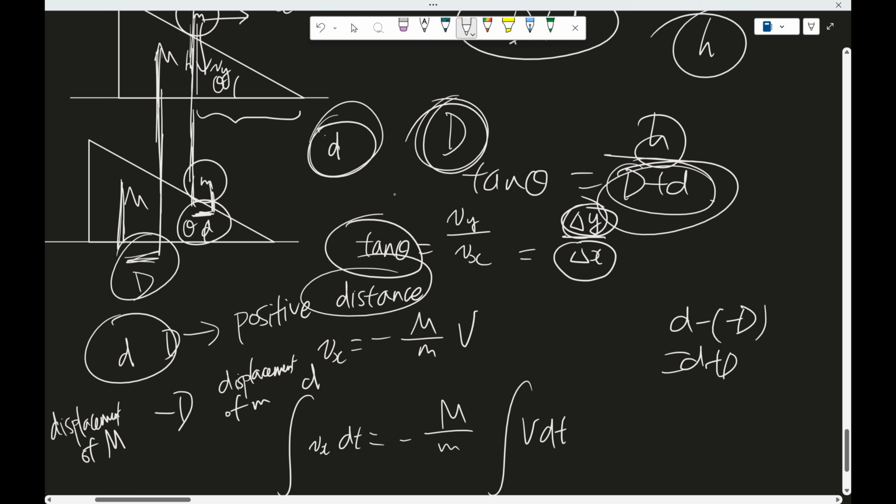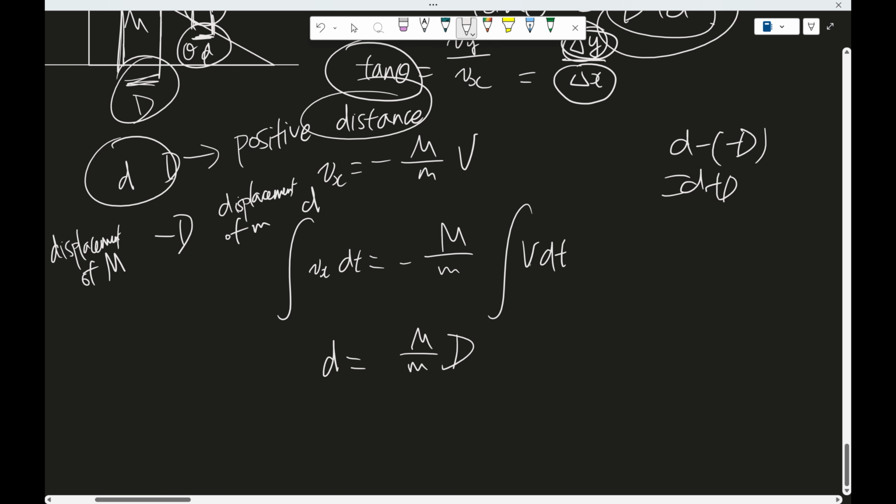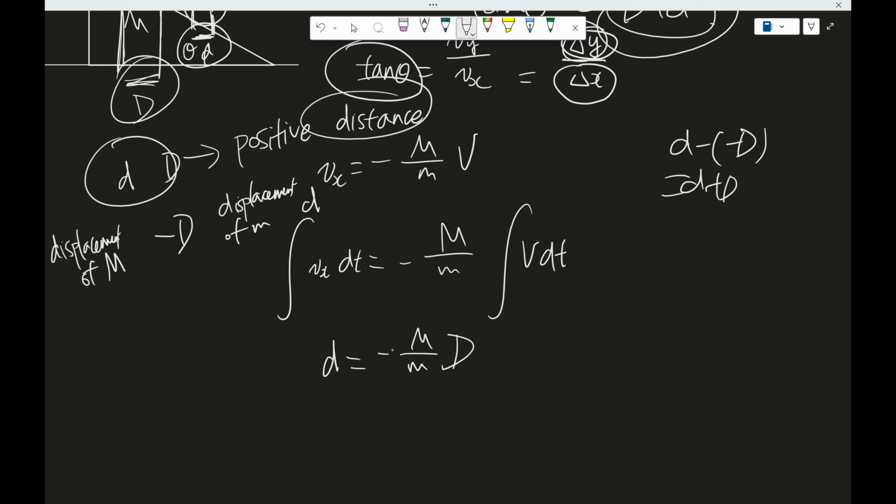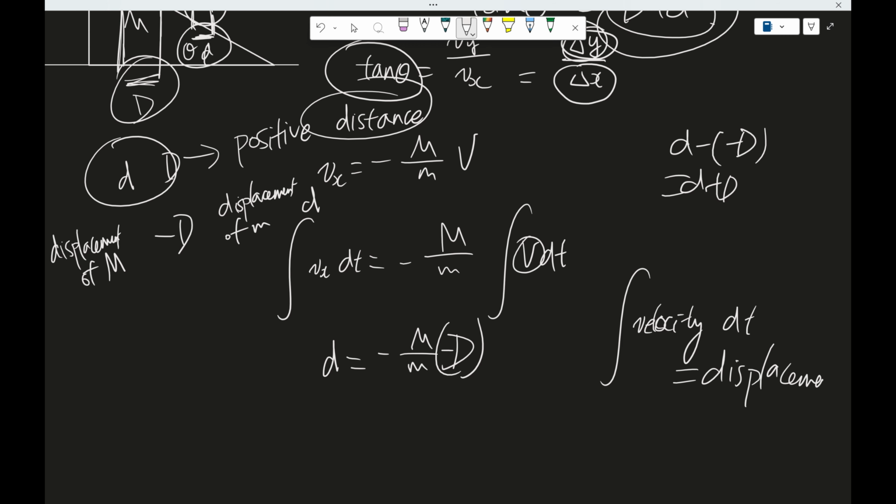And so then here, technically, when we did that, we will have small d equals negative small m over big M. This would be negative D to signify the displacement. Because remember, this is velocity and we're integrating it by time. So the integral of velocity with respect to time is the displacement. And so we must write it in displacement notation. And that's why we have a negative sign here. And after cancelling the negative sign, we have d equals big M over small m, big D.